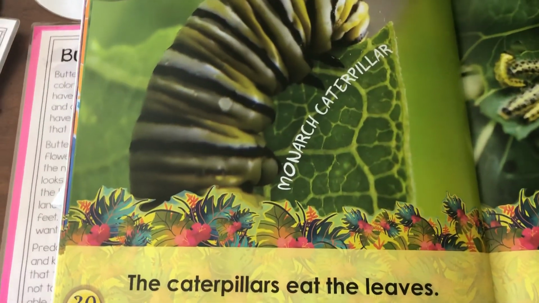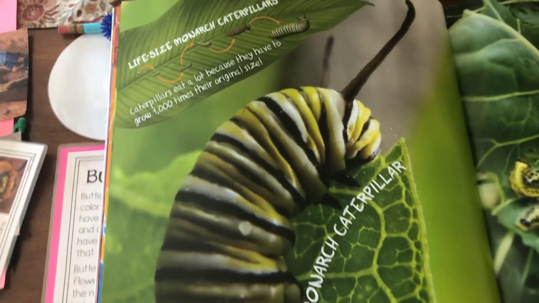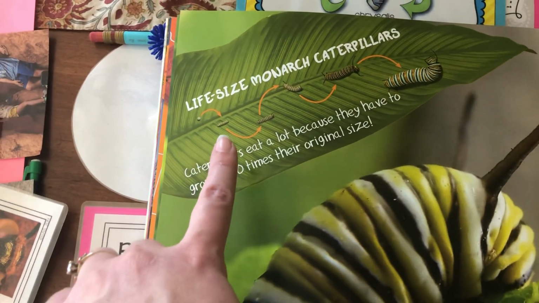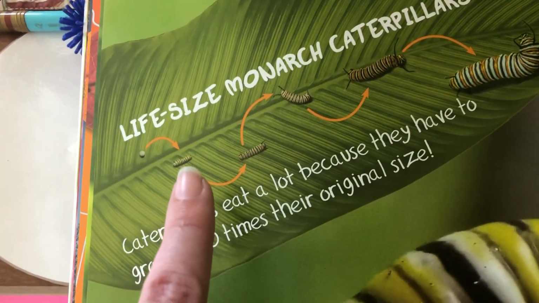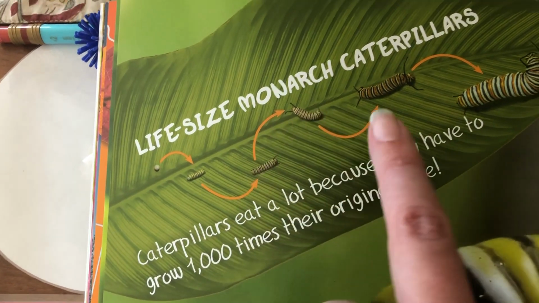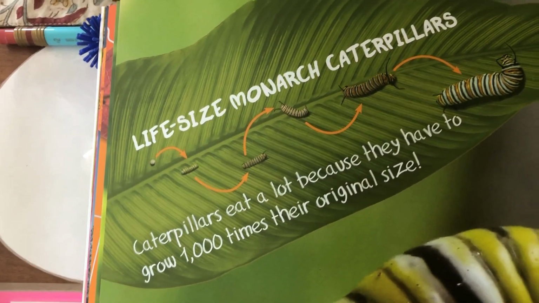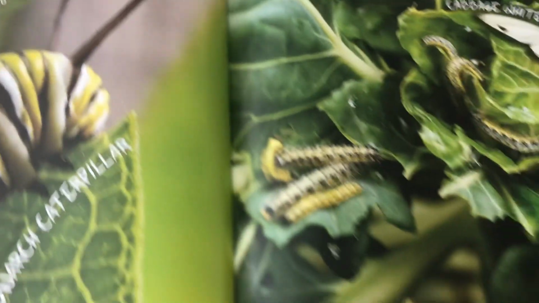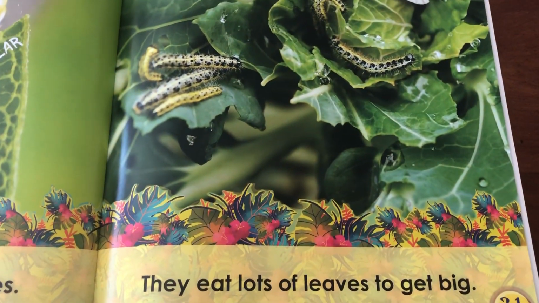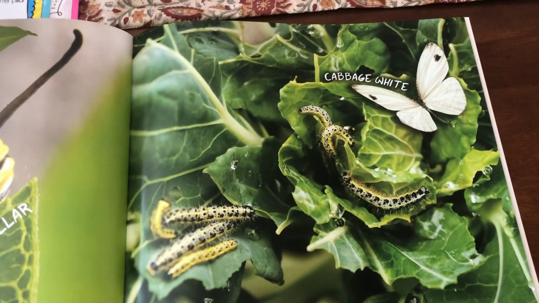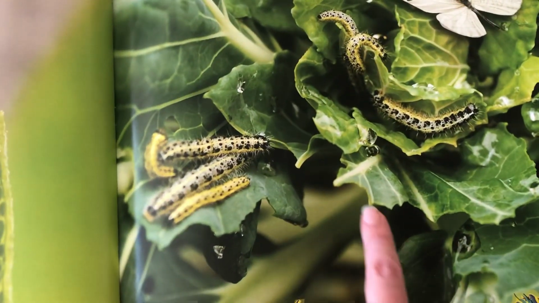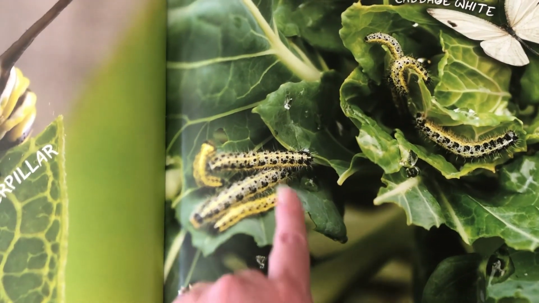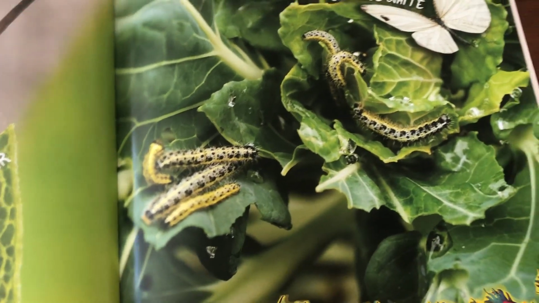The caterpillars eat the leaves. Munch, munch, munch. It says, here is a life-size monarch caterpillar. So here's what it looks like when it comes out of the egg. And it has lots of growing to do. They eat lots of leaves to help them grow to get that big, and here they are eating all those leaves. So if you see some leaves that have rough edges like this or some holes in them, you know a caterpillar or an insect has been on that plant eating those leaves.